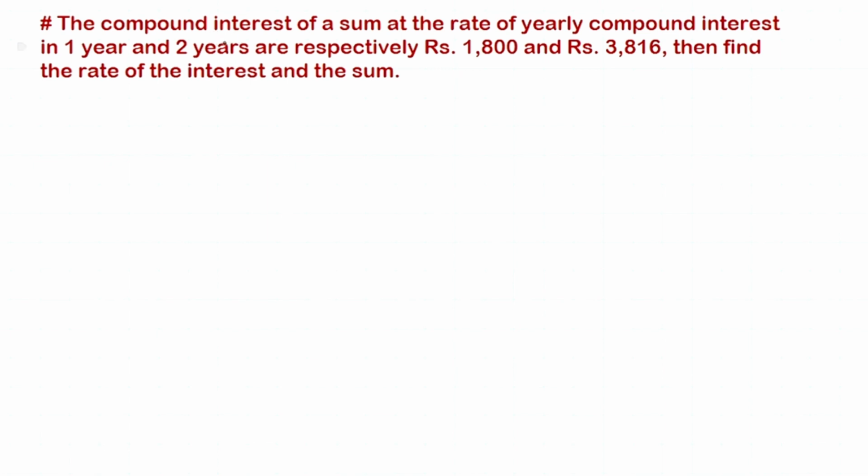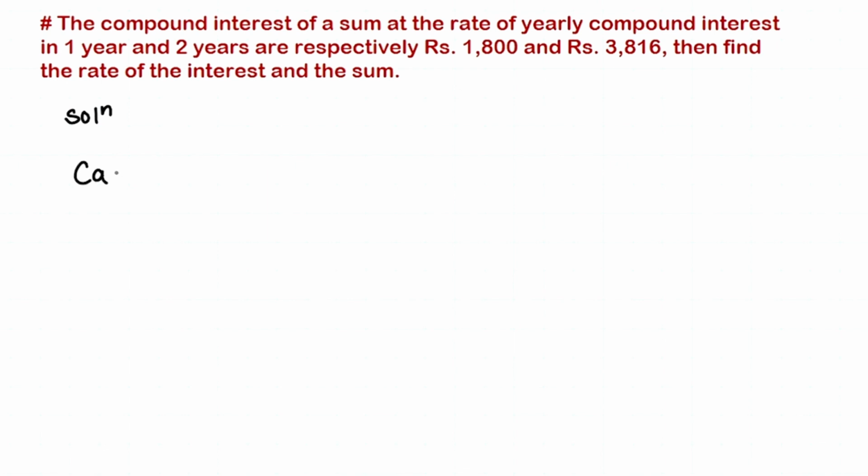So we have our question: the compound interest on a certain sum at a rate of yearly compound interest in 1 year and 2 years are respectively 1800 and 3816. And then we need to find the rate of interest and sum. So first, let's just write the given things. So we have our solution.